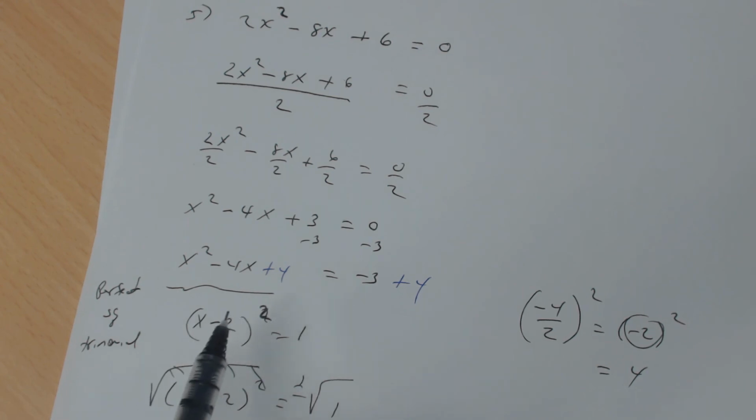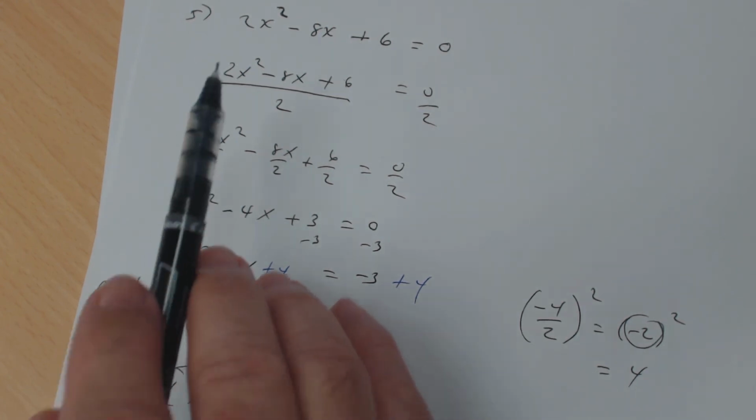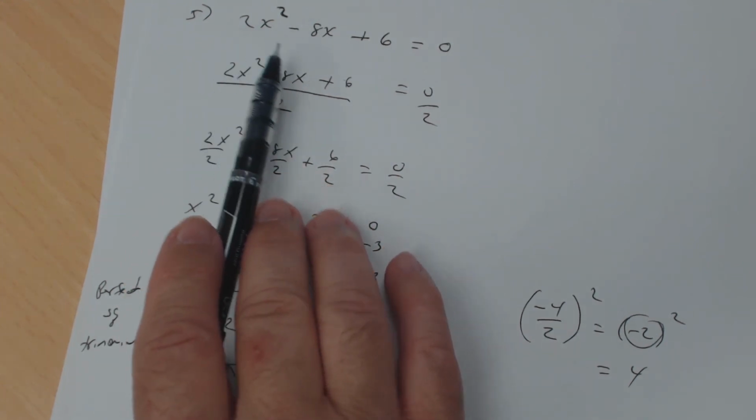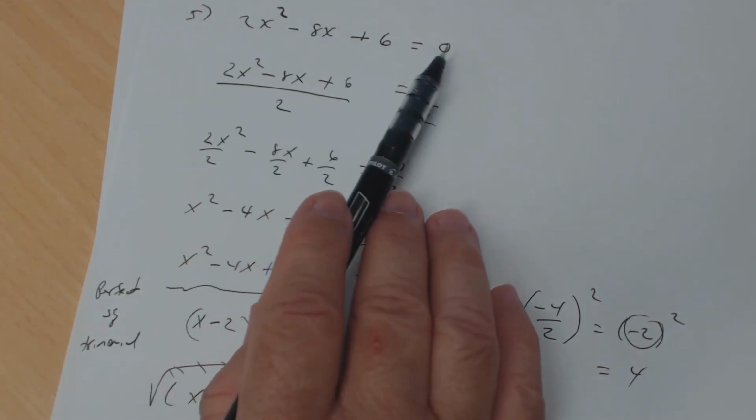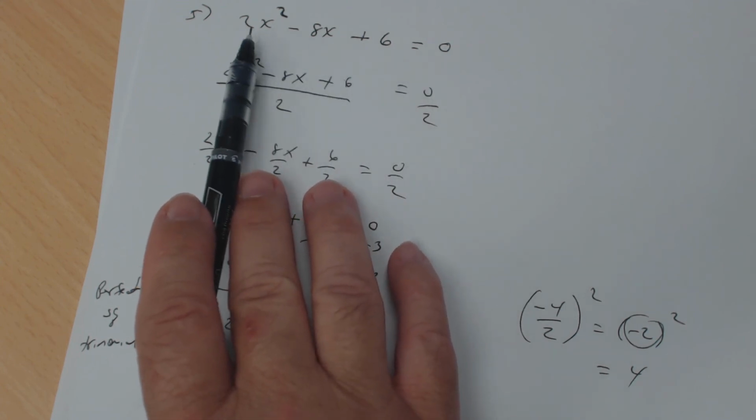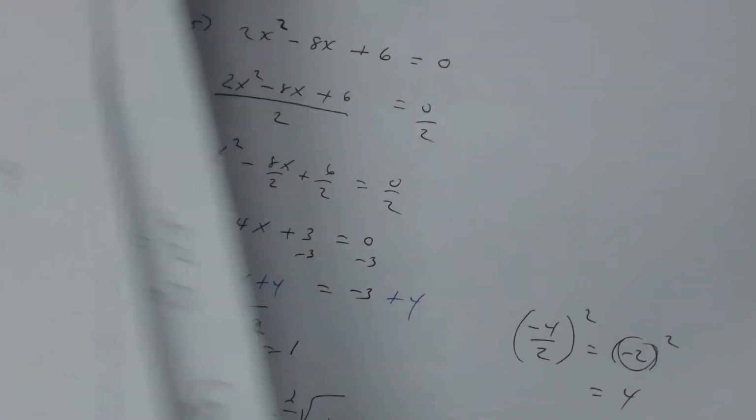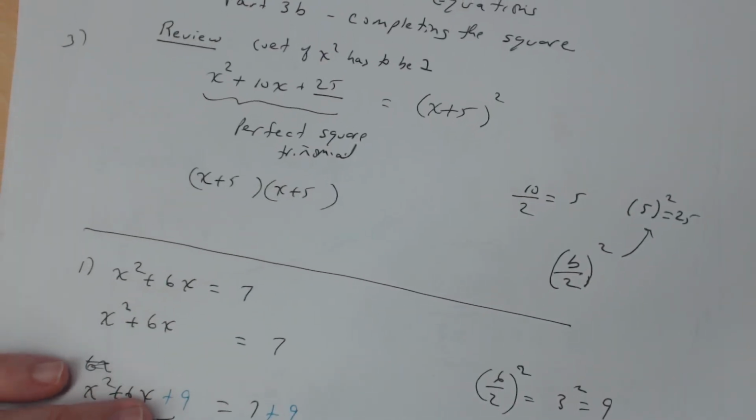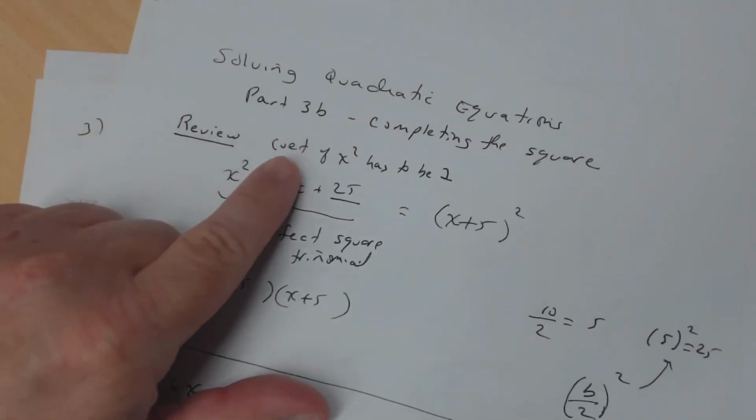All right, so in the next lesson, we're going to do several problems where the leading coefficient is not 1, and all these terms are not divisible by this leading coefficient. All right, but that's going to take care of this lesson, part 3b.